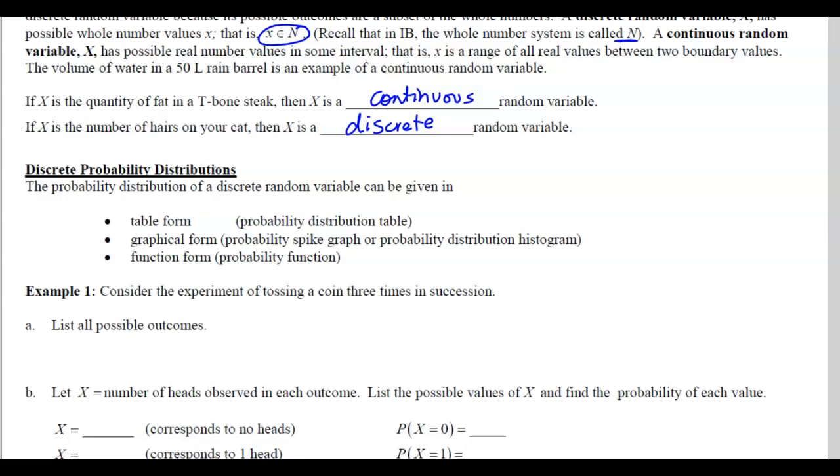So, some possible probability distributions. How can we display the data? For a discrete random variable, we can give it in a table. We can graph it with a probability spike graph or distribution histogram, or give it in function form, a probability function. Okay. So we'll do some of that in a sec.